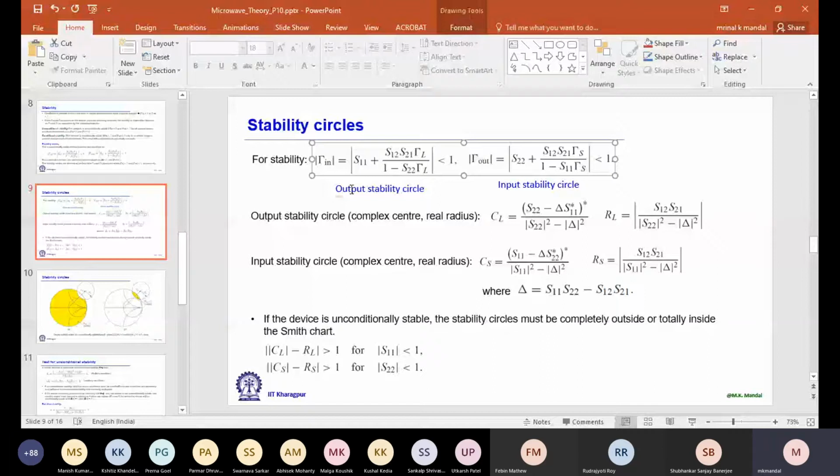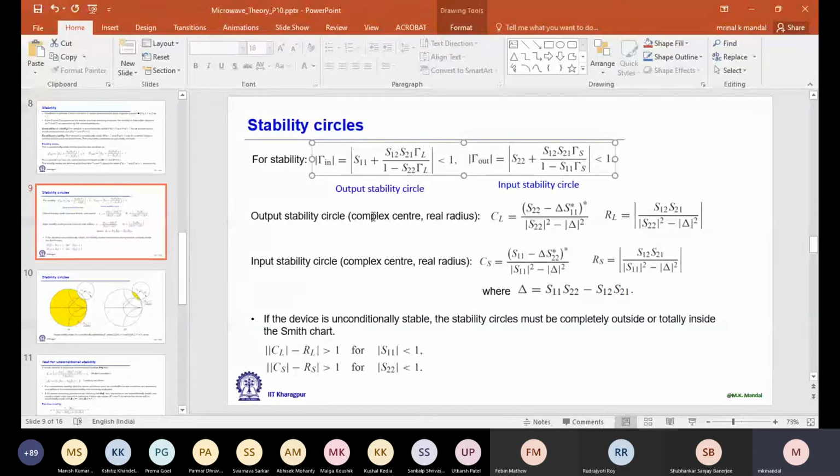So now you see, one is for the output side, another expression is for the input side. Gamma in is for the output side because gamma in is dependent on gamma L, the load, and gamma out is dependent on gamma S. Then this, gamma out less than 1, is for the input side. So we'll call the corresponding circle the input stability circle.